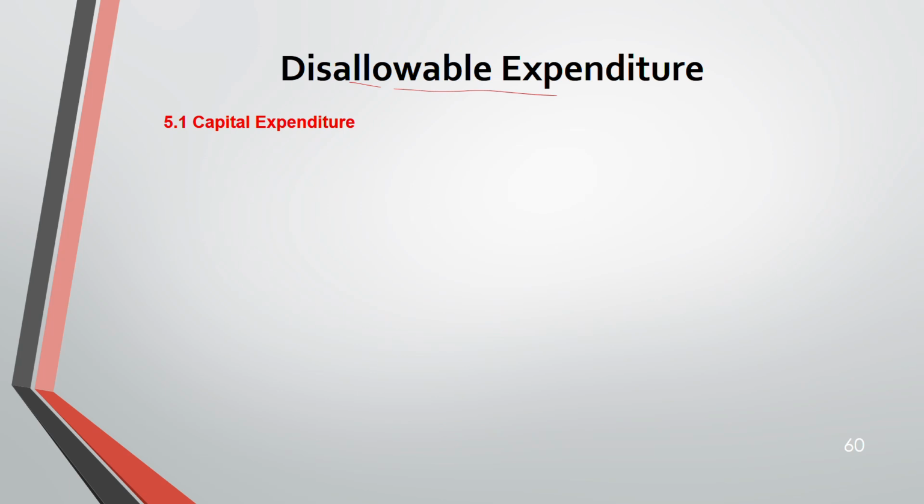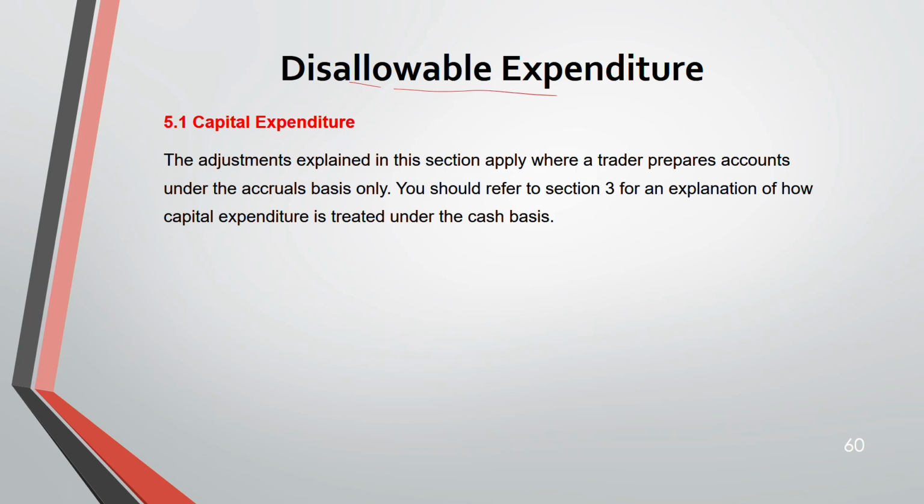Why? Students often make mistakes in this area. Thinking an expenditure is allowable, they deduct, but in fact it's disallowable. Or if it's disallowable, they don't deduct. They don't do the adjustment. So first expenditure which is not allowed for you to deduct from your trading profit is your capital expenditure. Okay.